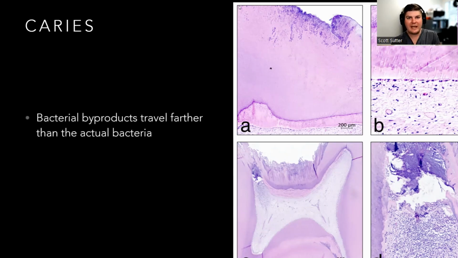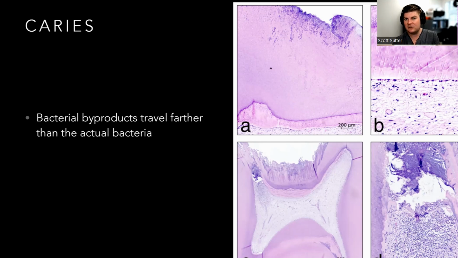But what happens here with caries, which is interesting, is the bacterial byproducts will actually travel farther than the actual bacteria. So if you look at slide A up here, what we're looking at here, this is dentin. And all these little purple things right here are caries. This is bacteria. So if you look at the extent, they got down to about right here, give or take. But you'll notice this is all tertiary dentin. Notice how I said it's arranged differently than the secondary dentin.